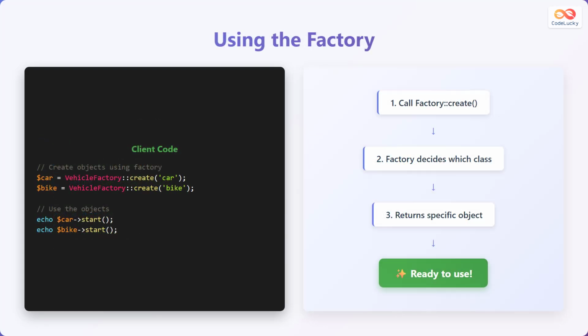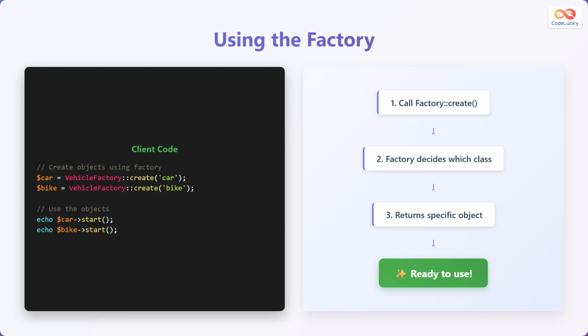Here's how we use the factory in our client code. First, we create objects using the factory. We create a car object by calling VehicleFactory::create with the argument car, and a bike object by calling VehicleFactory::create with the argument bike. Then we use the objects. We echo car start and bike start.